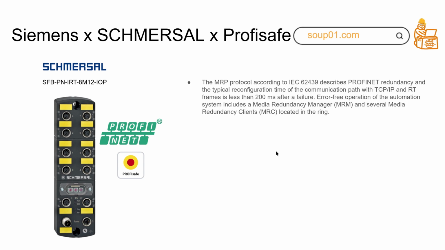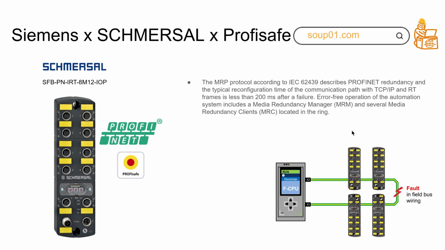And also, maybe you have used it before, this module can also provide the MRP protocol. It is according to IEC 62439, describing the Profinet redundancy and the reconfiguration time with RD frames of less than 200 milliseconds. So in your system, you have the MRM, the media redundancy manager, and a couple of media redundancy clients. In this case, they are connected in a ring topology.